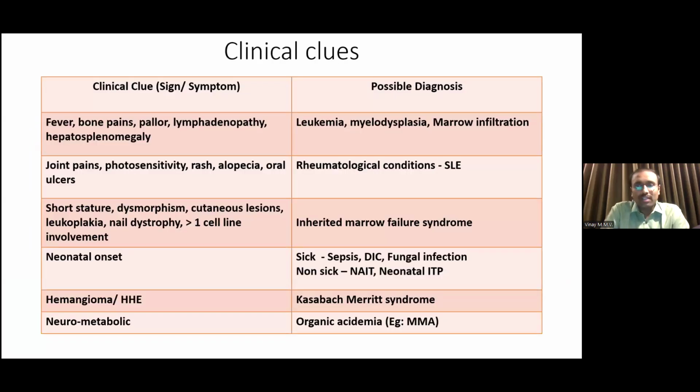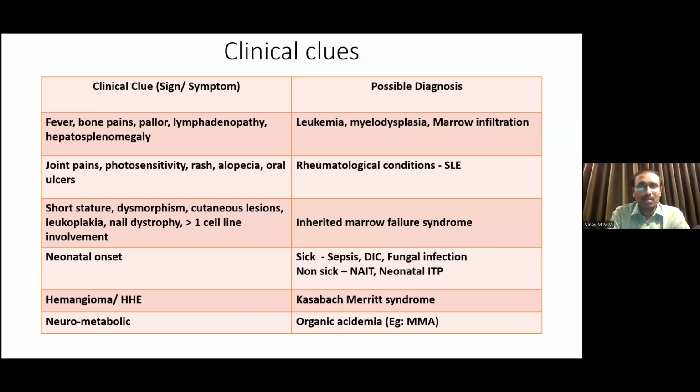The few clinical clues we always ask for: whether the child is presenting with fever, bone pains, pallor, lymphadenopathy, hepatosplenomegaly, lymphoreticular system involvement, where we think about leukemia, myelodysplasia, or some marrow-infiltrative disorders. If we have symptoms like joint pains, photosensitivity, rash, alopecia, oral ulcers, then probably a rheumatological illness. Other things like a syndromic child, short stature, dysmorphism, and more than one cell line involvement may indicate an inherited marrow failure. Neonatal onset ones we usually classify as sick or non-sick thrombocytopenia, based on which we think about the probable etiology.